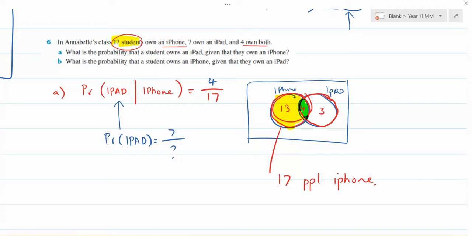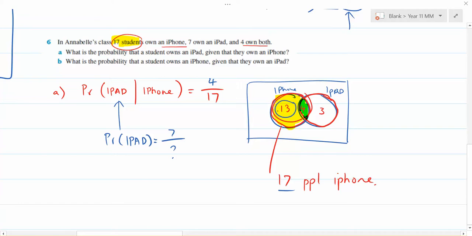They didn't tell us. And it would have been 7 out of whatever it is. But in our case, we're not just looking for iPad only. We're saying iPad, but you already got an iPhone. You already have an iPhone. So there's 17 people who already have an iPhone. And out of those 17 people, how many of them, what's the chance of getting an iPad?